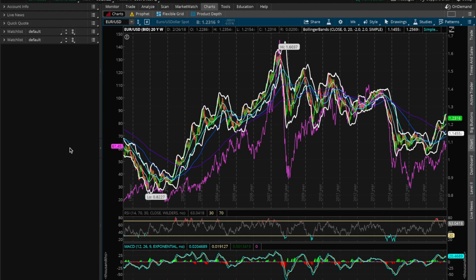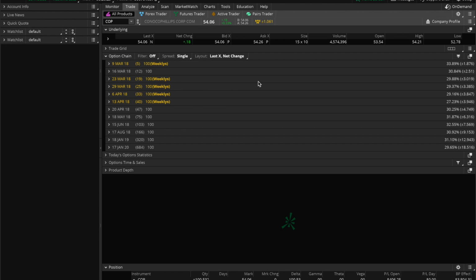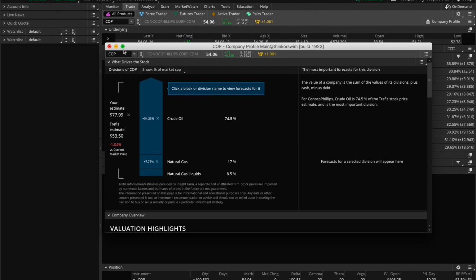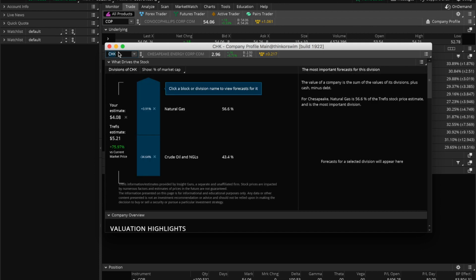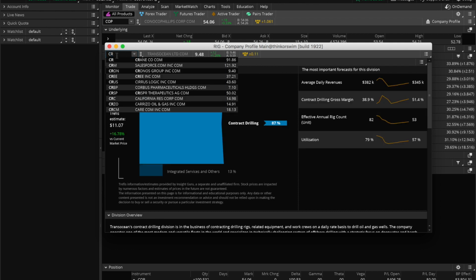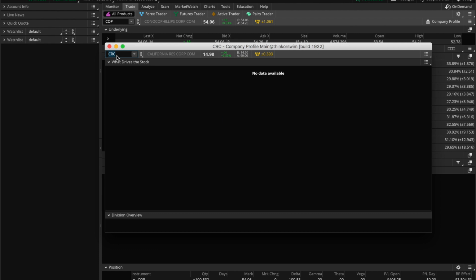Okay, so we are in the thinkorswim platform, and from here we'll go to trade up at the top, and then you'll go to company profile, and then from here you can type in any company that you want. Not all companies have this feature, so if you go to a smaller company like Chesapeake, it does have it. So let's say we go to an even smaller company, say let's go to CRC, and yeah, it doesn't have that information, but for most companies it does have this feature.